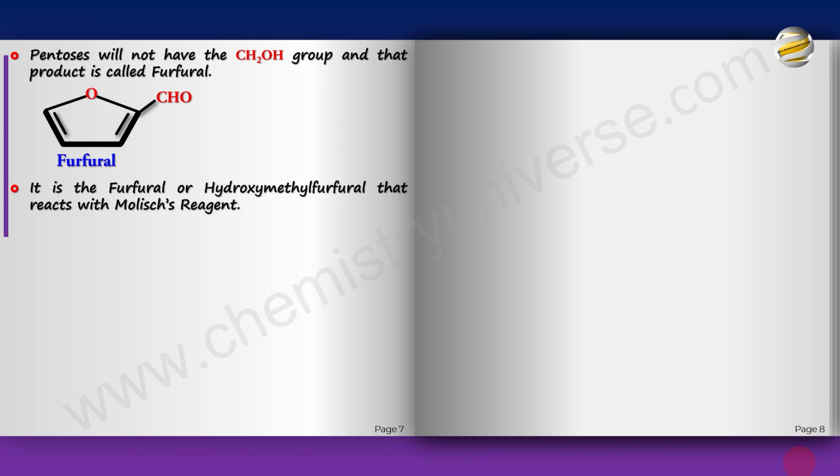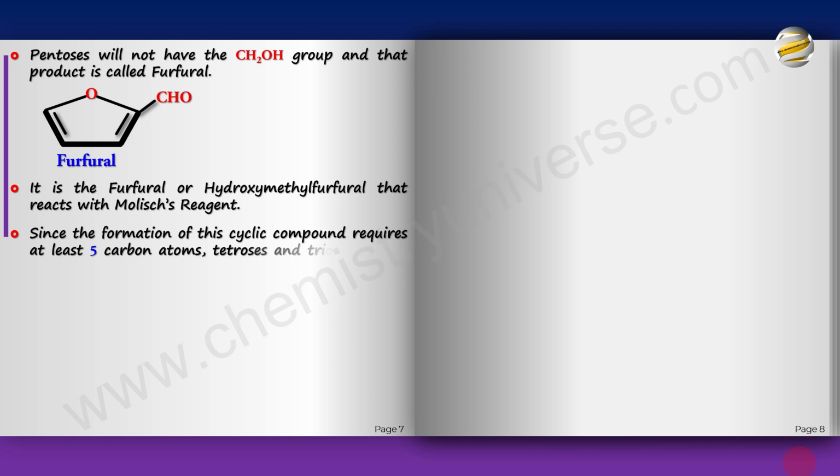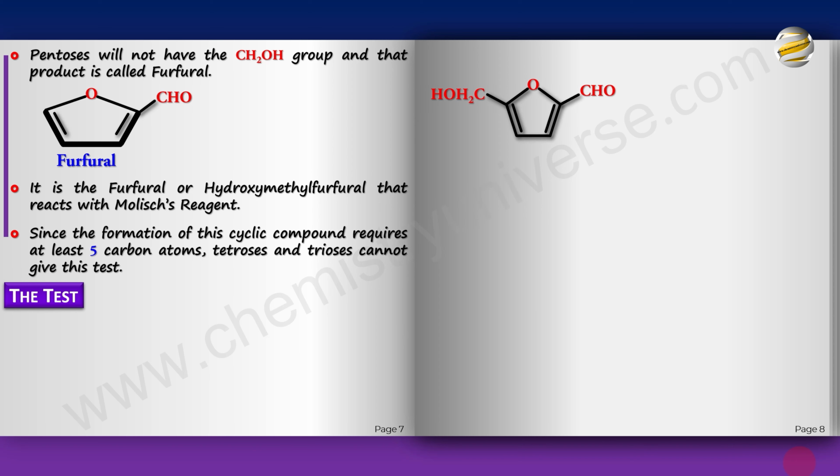Now, since the formation of the cyclic compound requires at least 5 carbon atoms, tetrose and triose cannot give this test. So now let's understand what the test is. First, let's look at the chemical reactions. I'm taking the example of 5-hydroxymethyl furfural. This is reacting with Molisch reagent, which is basically an alcoholic solution of alpha naphthol.